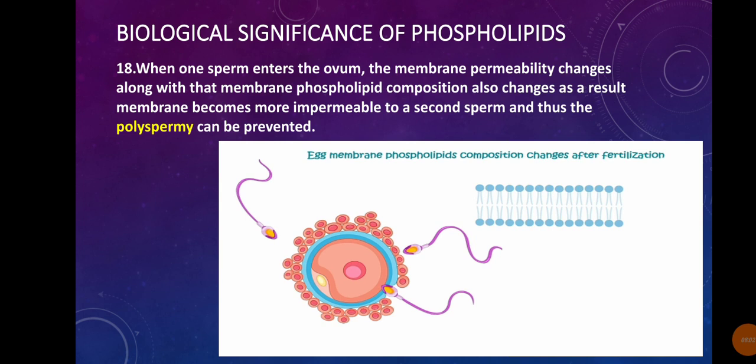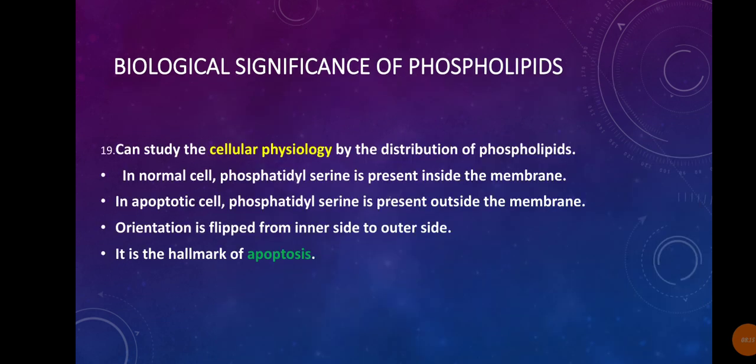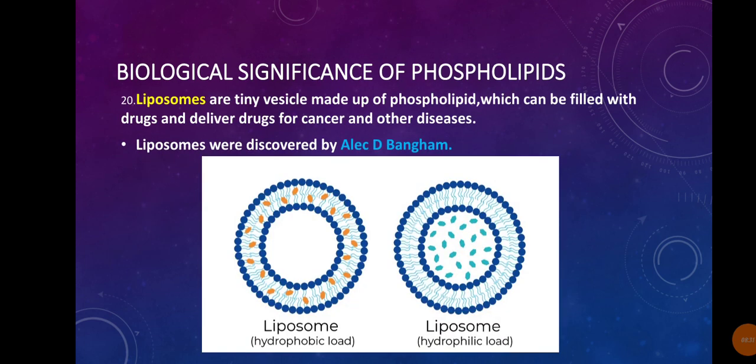When one sperm enters the ovum, the membrane permeability changes. Along with that, membrane phospholipid composition also changes. As a result, the membrane becomes more impermeable to a second sperm and thus polyspermy can be prevented. We can study cellular physiology by the distribution of phospholipids. In normal cells, phosphatidylserine is present inside the membrane. In an apoptotic cell, phosphatidylserine is present outside the membrane. As the orientation is flipped from inner side to outer side, it is a hallmark of apoptosis.